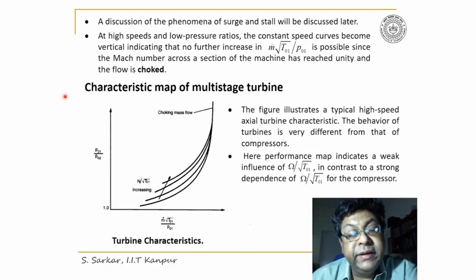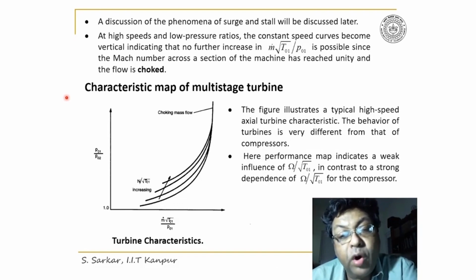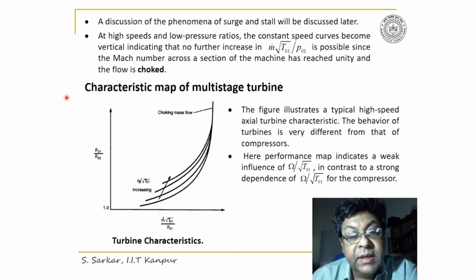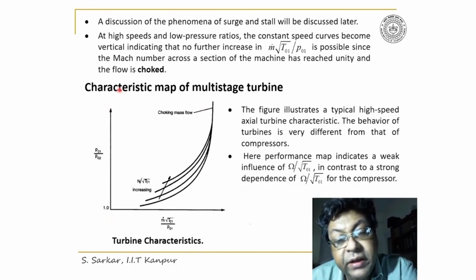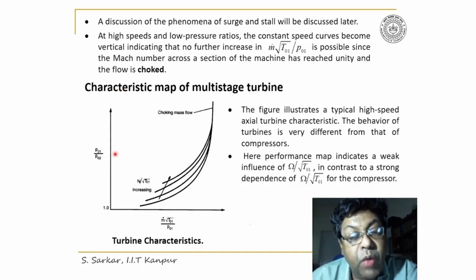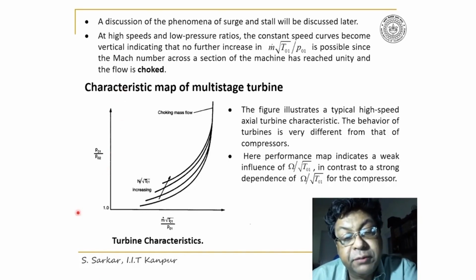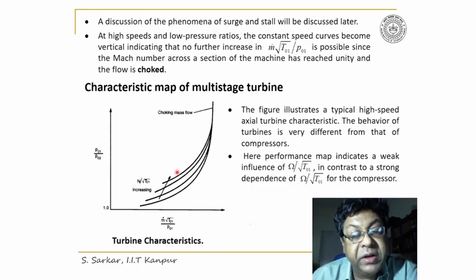Now I'll present the characteristics map of a multi-stage axial flow turbine. Here the characteristics map is represented graphically, where P01 by P02 is expressed as a function of m dot root over T01 by P01 for different operational speeds.